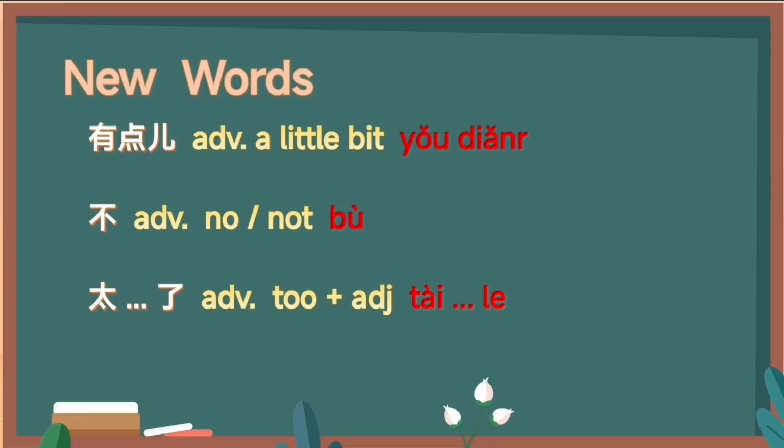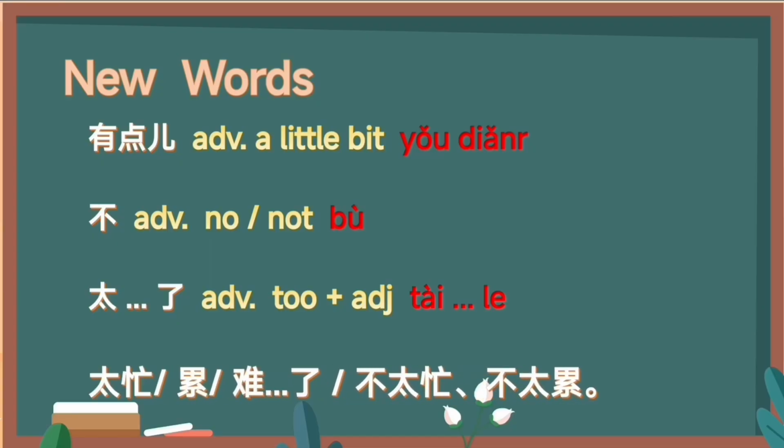太 has the meaning of so or too. Just like too and so, 太 is always followed by adjective. If 太 is used with affirmative adjective, the particle le is needed at the end. 太忙了 太难了 太累了. If 太 is used with a negative adjective, the particle le should be omitted. 不太忙 不太累 不太难. Let's read these words together again.